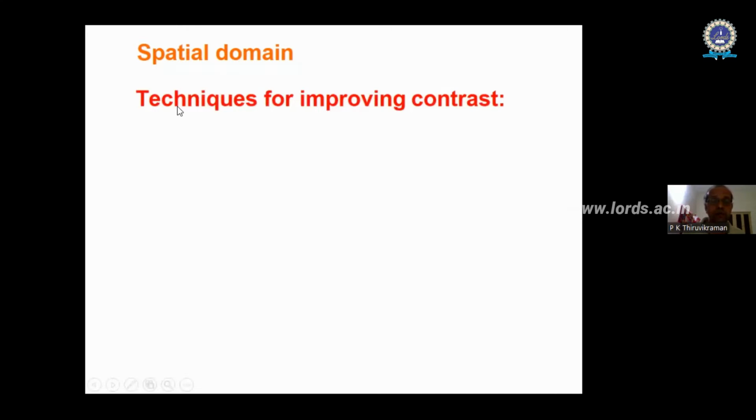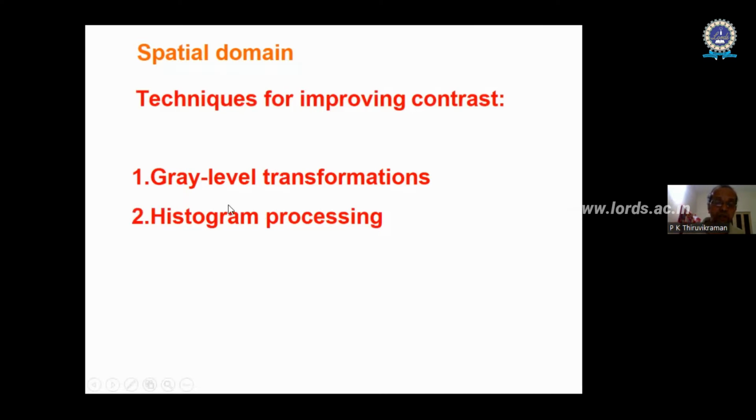Okay, now let's look at techniques for improving contrast. Till now, we have been looking at removing noise. We did averaging, and then we looked at the median filter. All these are to remove noise. But let's say I want to improve contrast. What do I do? There are multiple techniques for that. One is called applying a gray level transformation. You can also look at what is called histogram processing, and then you can look at spatial domain filters, right?